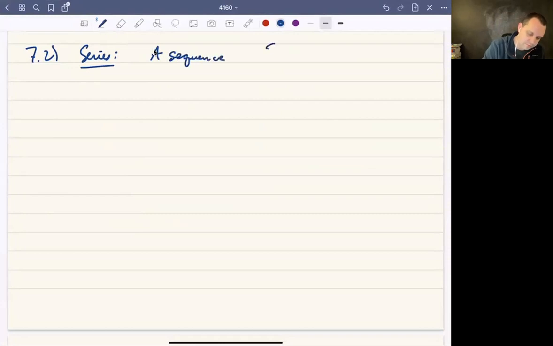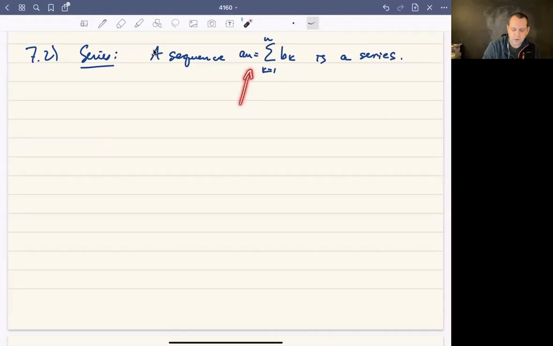of the form a sub n is going to be the sum of b sub k as k goes from, say, 1 to n or 0 to n, or it doesn't really matter. Say it goes from j to n, doesn't matter. So a sequence here is a series. Okay, and sometimes this is called the series of partial sums of b sub k.